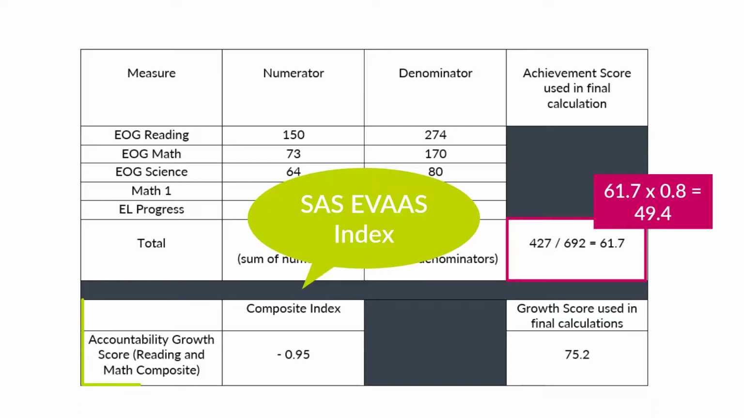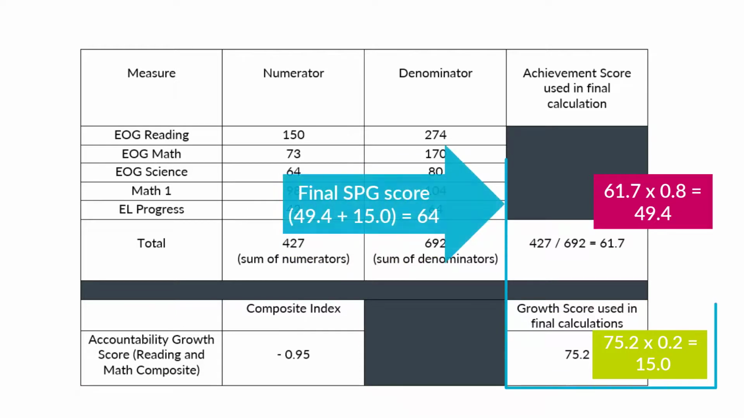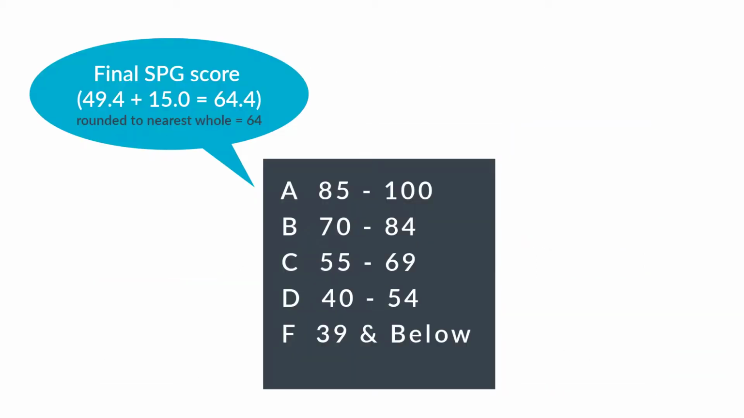To find the other 20%, you multiply the growth 100-point conversion by 0.2, or 20%. Finally, you add the result of these 2 steps together to get the final SPG for that group. The A through F school or subgroup grade is determined by using this final SPG score mapped onto a 15-point scale.